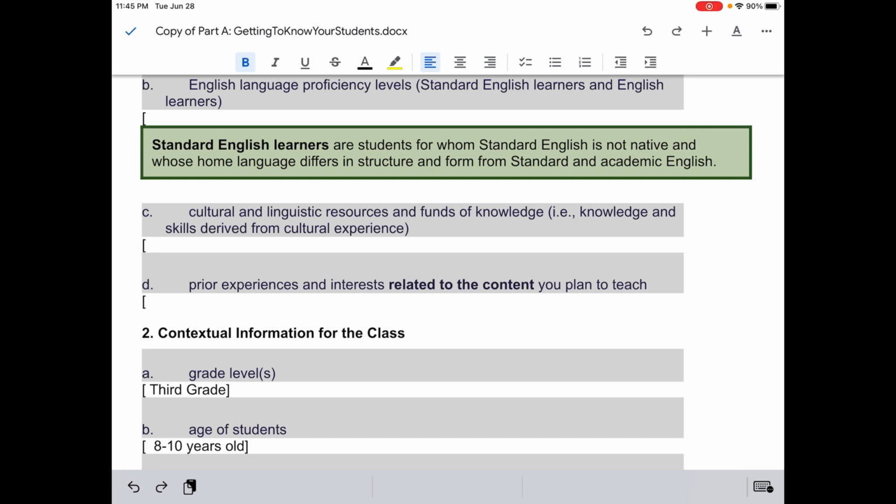And then if we go down to part C, it talks about cultural and linguistic resources and funds of knowledge. So for example, knowledge and skills derived from culture and experience. So during this section, I broke it down and talked about my students' race. So I talked about how my class consists of 26 students, one of them being Asian, 15 of them being Hispanic, and 7 of them being Caucasian descent.